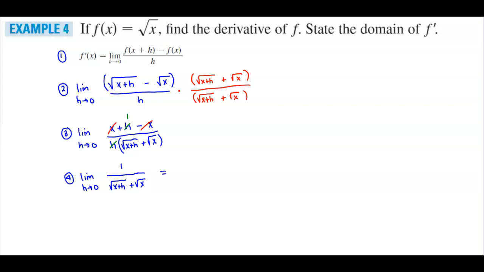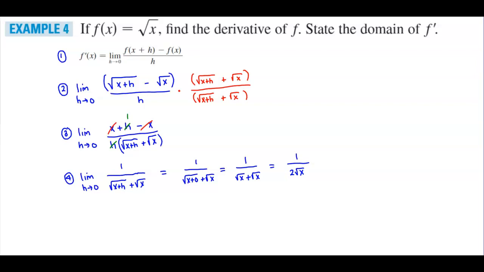And so now what we're going to do is evaluate this limit when h is 0. So we end up getting 1 over the square root of x plus 0 plus the square root of x, which is 1 over the square root of x plus the square root of x, which, if we combine the denominator, is 1 over 2 times the square root of x. Okay, so therefore there is our function.